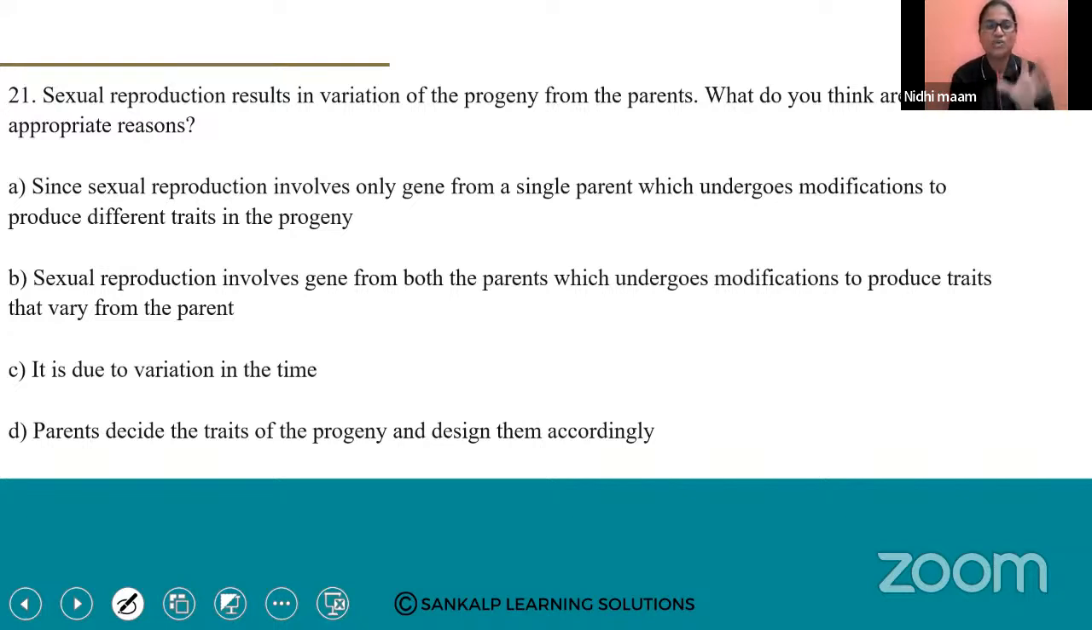Next, sexual reproduction involves genes from both the parents which undergo modification. It is due to variation in the time. Parents decide the traits of the progeny. Parents decide that the progeny should be like this. Rumana, Vaividya, Valentina answered the question. Okay. Dhavina answered it. Fine. So most of you voted for option B. Okay, it involves genes from both the parents and exactly, option B is the right answer.